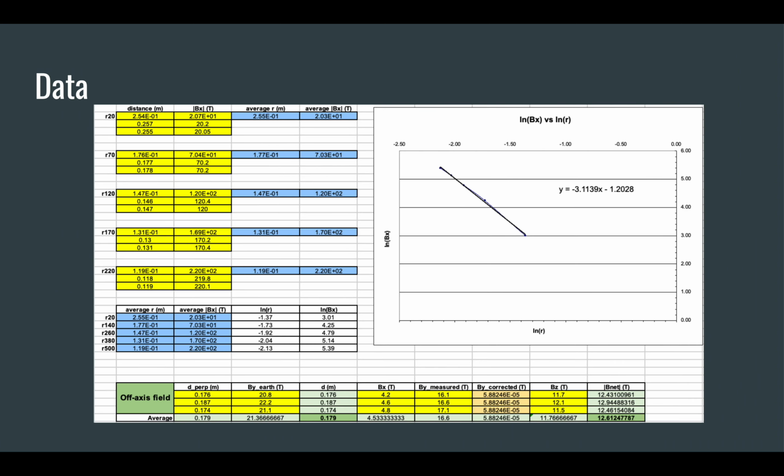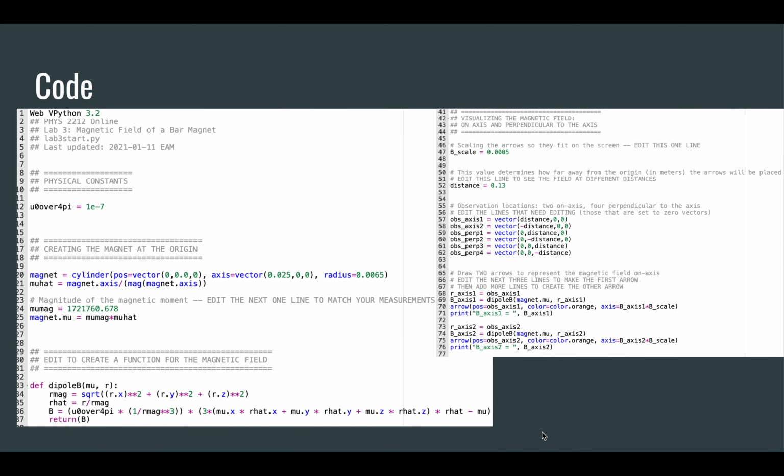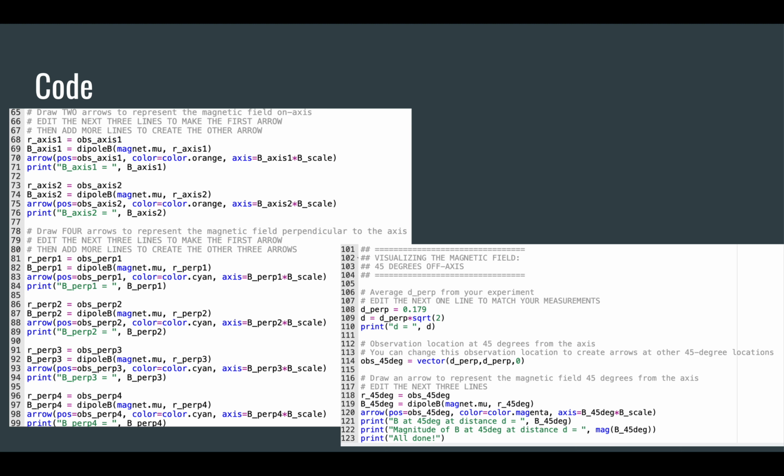So here's the data that we did find, and here is the graph for the linearization of our data. And here was how we calculated n and our mu for the magnet. And these were two results. And here's the code that we used for actually plotting and illustrating this concept. And here's the rest of the code.